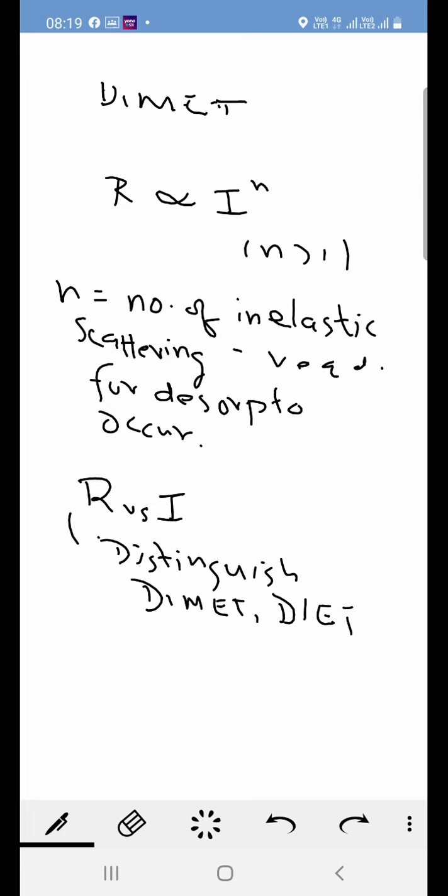Now this dependence of R on I is linear. This is linear dependence. So with increase in current, the desorption rate increases, as we have seen previously.